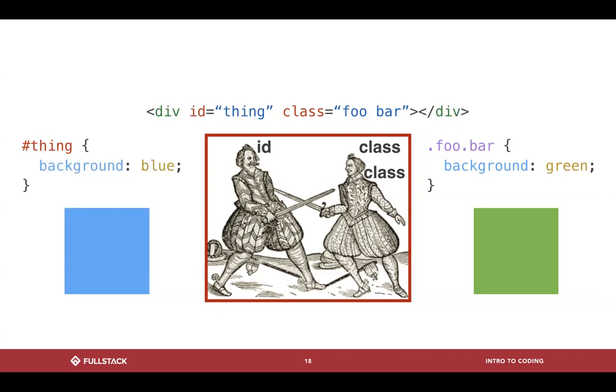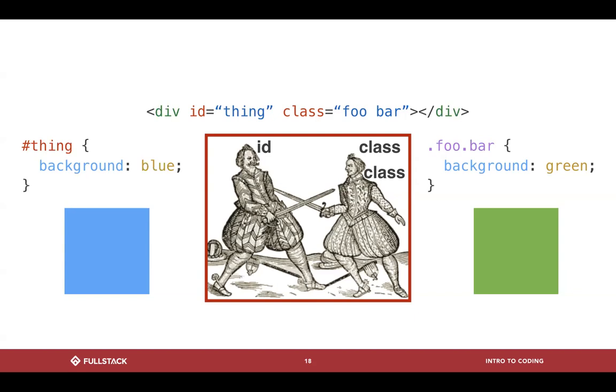What about IDs? Okay, we've got ID versus class. ID is thing, and then we've got two classes on this div, foo and bar. Does anybody want to take a guess which one will win out? I would think that the class would, since it's a little further down in the specifics of what it is.